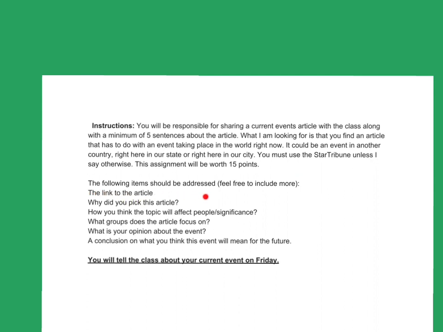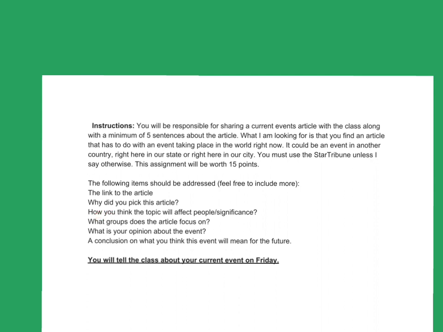The following items should be addressed. Always feel free to include more. The first thing you need to do is put the link to the article. The link to the article is going to be on the top in the URL of your page. You're going to want to copy and paste that into your new Google Doc. I want you to write, why did you pick this article? Did you pick it because it was funny? Did you pick it because it relates to a topic that you're interested in? Explain exactly why you picked it.